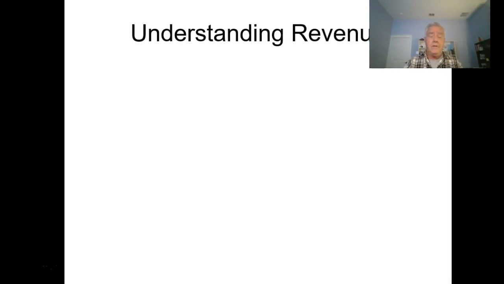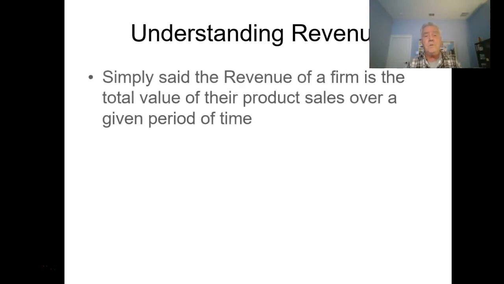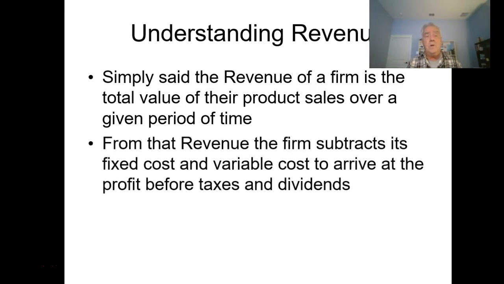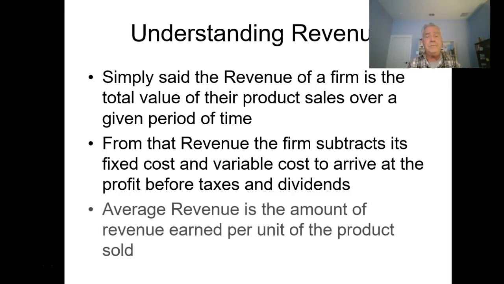Okay, understanding revenue for a competitive firm. Revenue is the total value of all sales. We've talked about that before over a given period of time. So from that revenue, we subtract fixed and variable costs to arrive at profit before tax and dividends. We just did that in the last chapter.